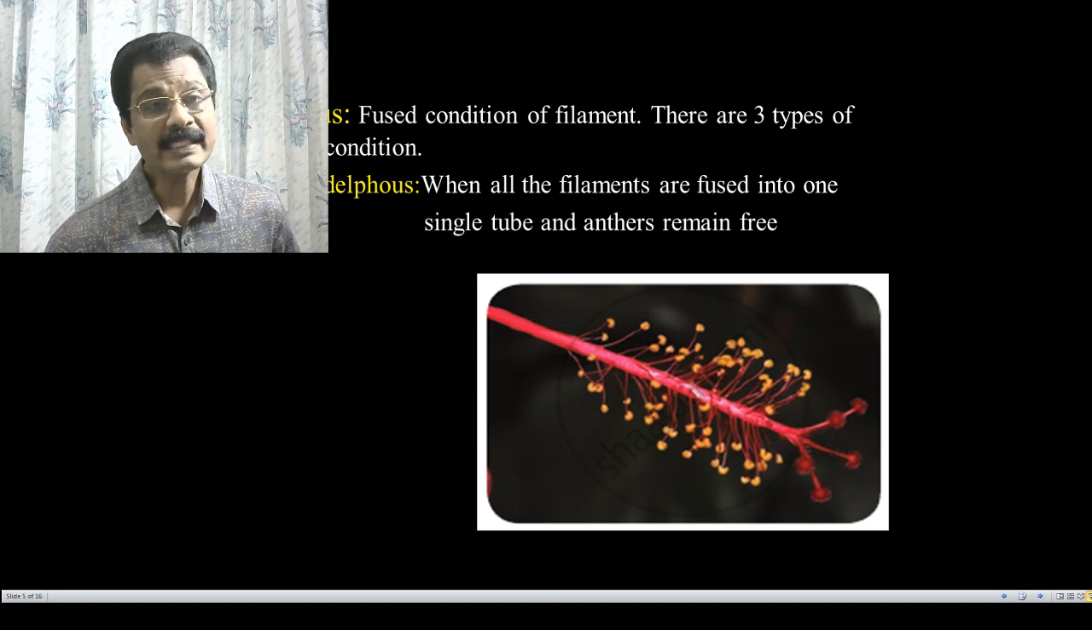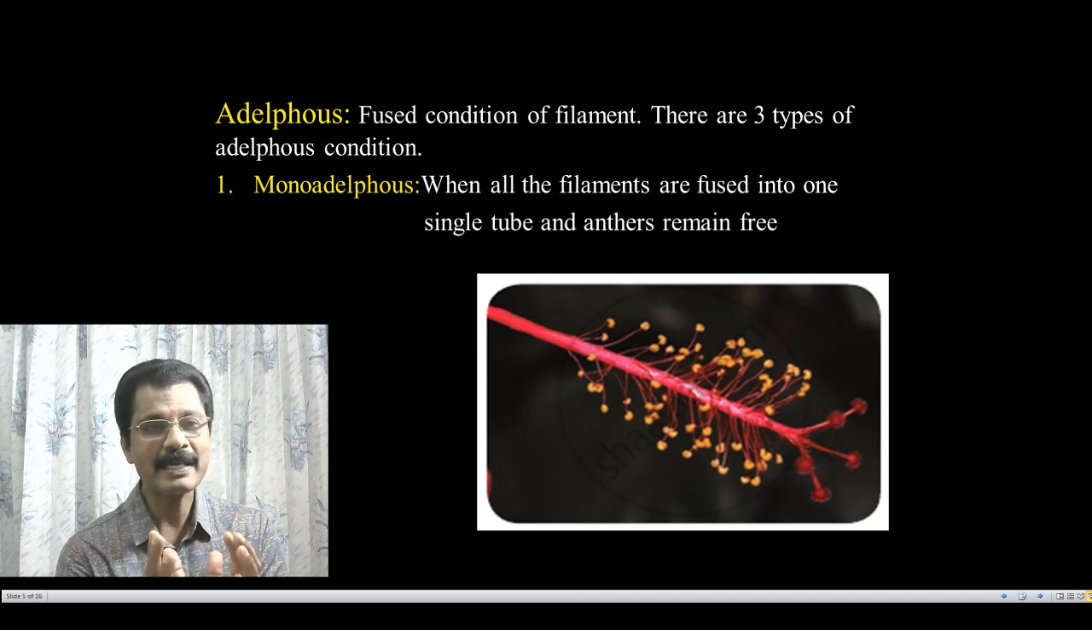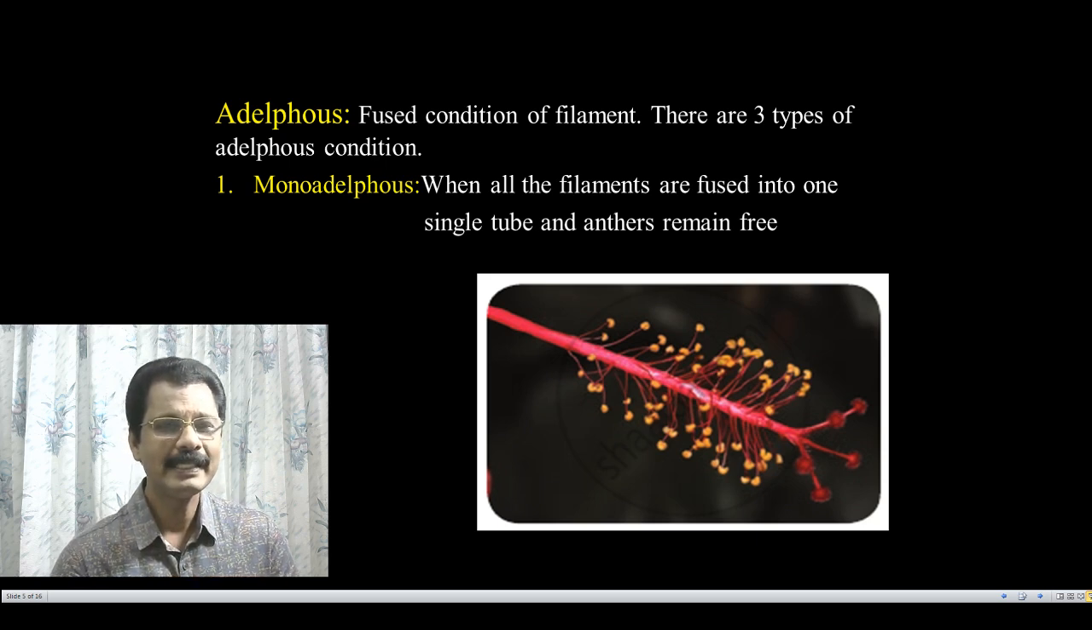Then you can see the adelphous condition. What is adelphous? Fused condition of filaments. The filaments are fused. Anthers remain free. There are three types of adelphous condition you can see. The first one is monoadelphous condition, as in the case of Malvaceae, especially Hibiscus rosa-sinensis. There you can see all the filaments of the stamens united to form a staminal tube, and here you can see anthers remain free, and such a condition is called monoadelphous condition, right? Monoadelphous condition.